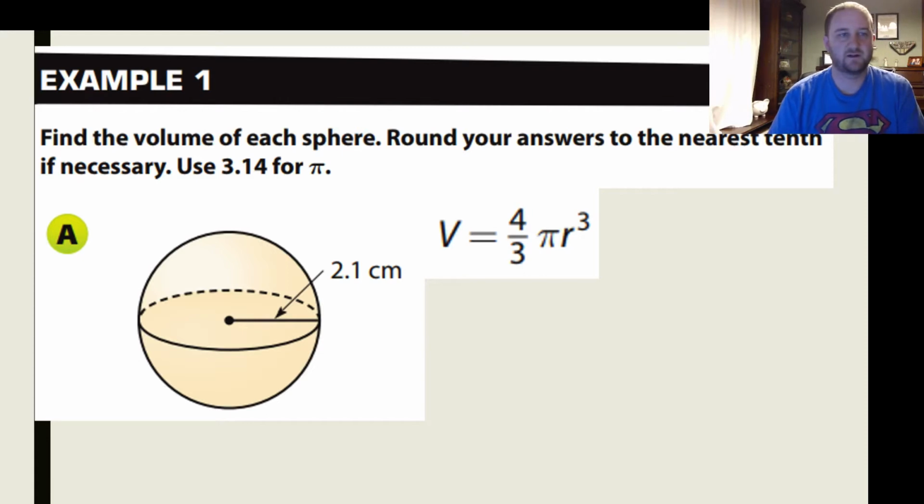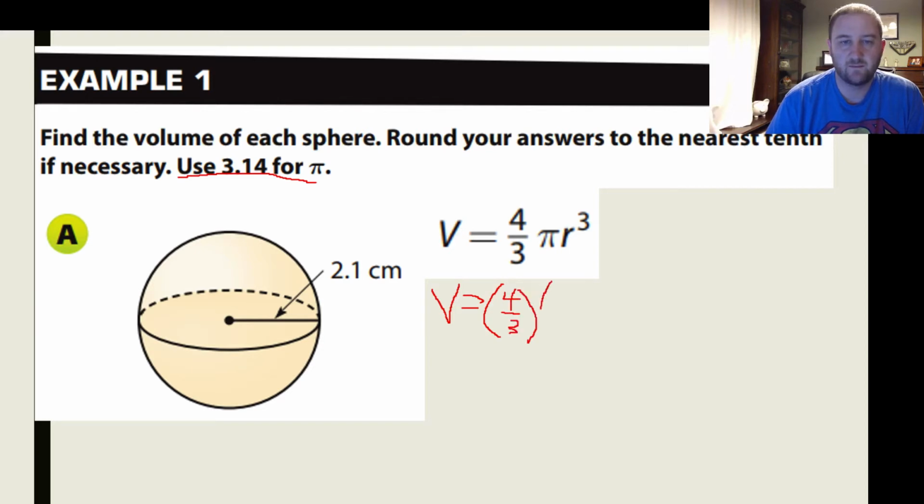All right, first example says find the volume of each sphere. Round your answers to the nearest tenth if necessary. Use 3.14 for pi. So again, we're going to plug in what we know. We've got volume equals 4/3 times pi. For pi, we're going to do 3.14. Don't do the pi symbol. Plug in 3.14 for this, because that's what it says to do in the instructions. Then it's times r cubed.